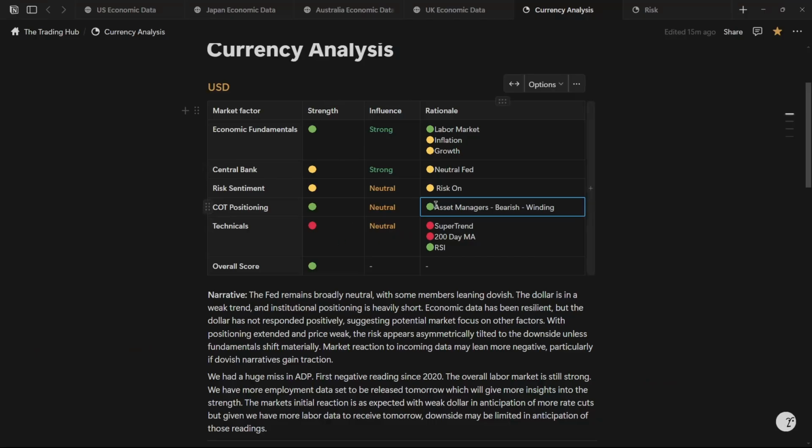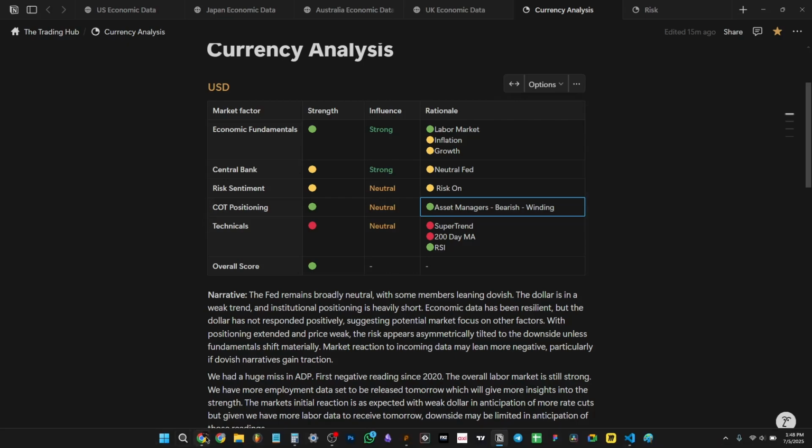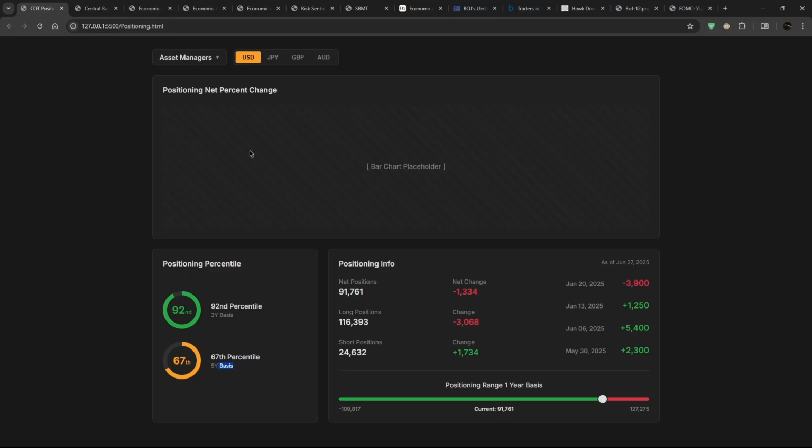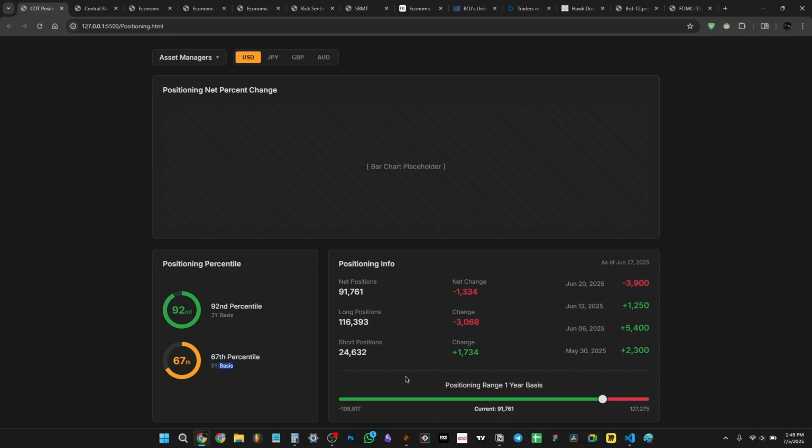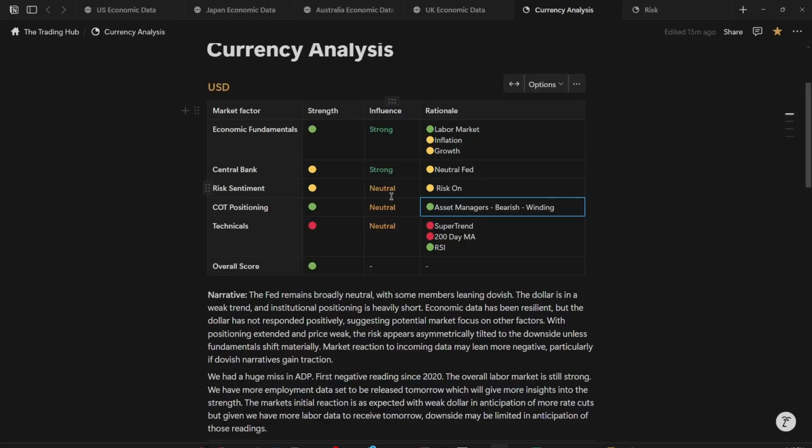At the moment it's very simple, but as mentioned, I'm going to quantify all of this. I've been working on the design, and I've also worked on the code and how I'm planning to quantify this logic. So at the moment, the way I give COT positioning a score is if asset managers increase their positioning, that gives a bullish reading. So it gives one bullish point.